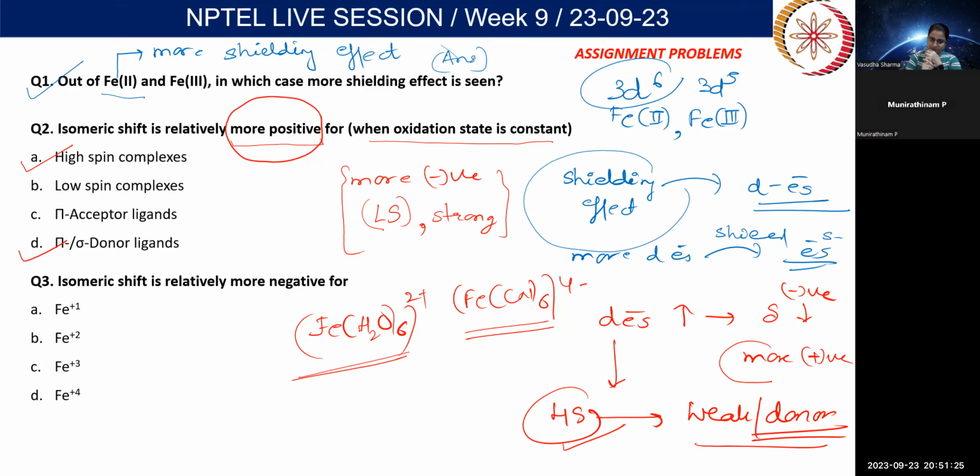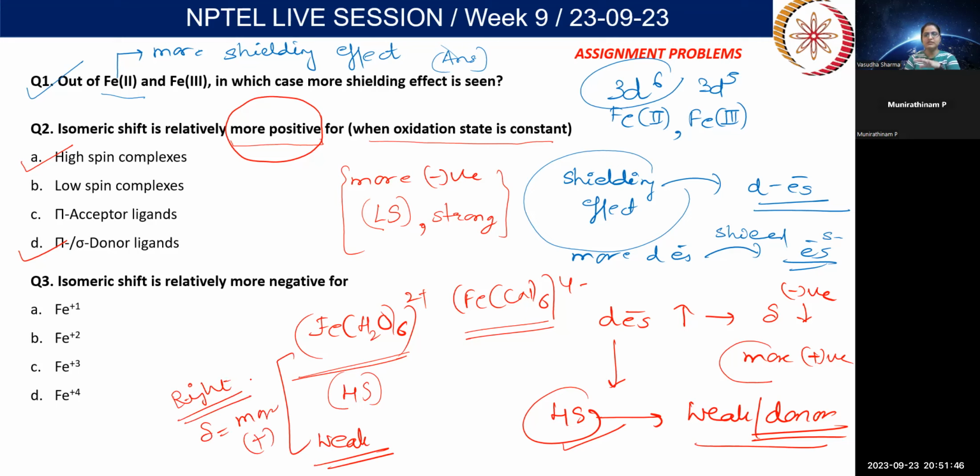Yeah, Fe(H2O)6 is high spin because it contains weak ligand. Right. So it is high spin, and Fe(CN)6 has a strong ligand. So the delta value is more positive, which means it would be towards the right side. That was the question, only more positive about the isomeric shift. Now you understood with the example what we were talking about. Okay, ma'am. Now try the next question, which is also the same.